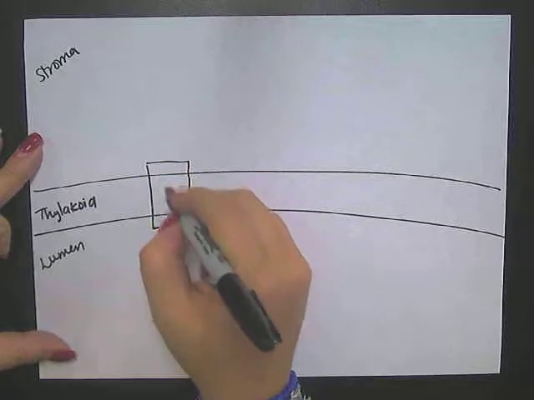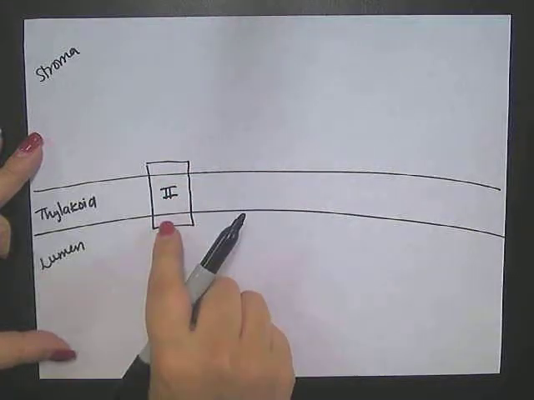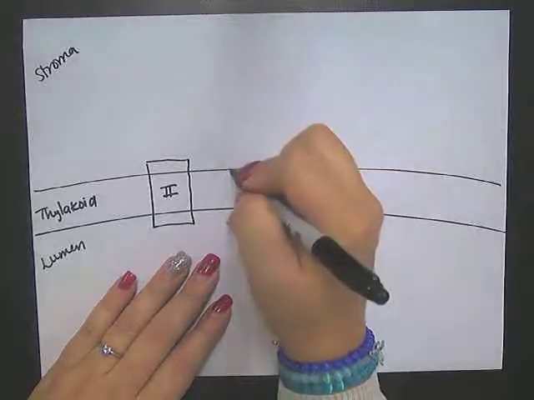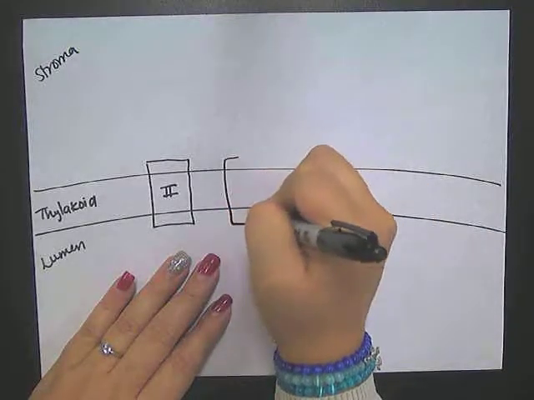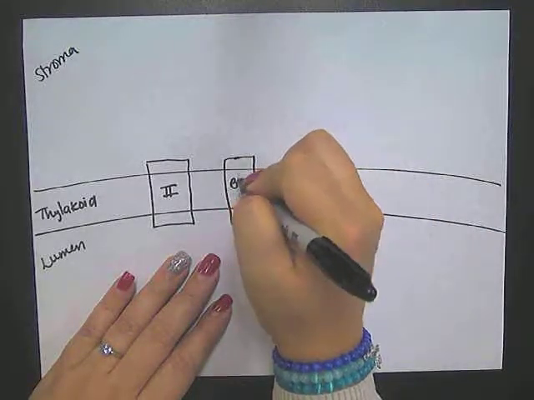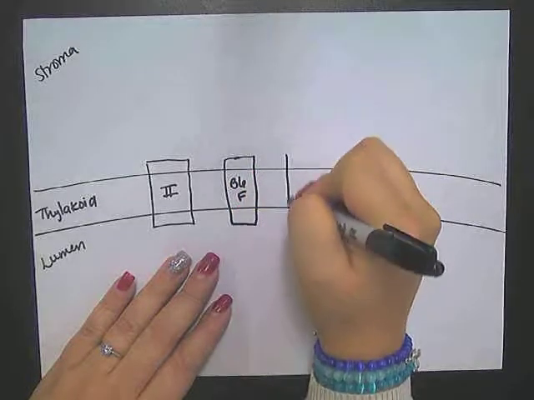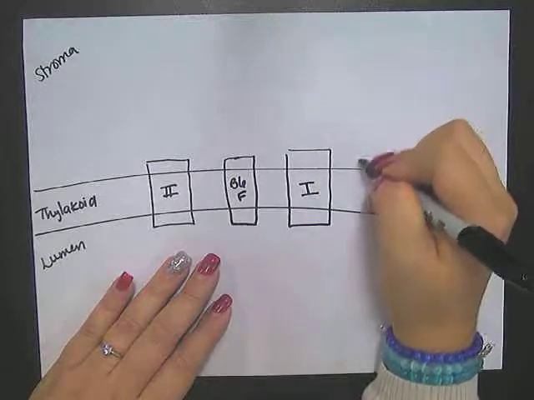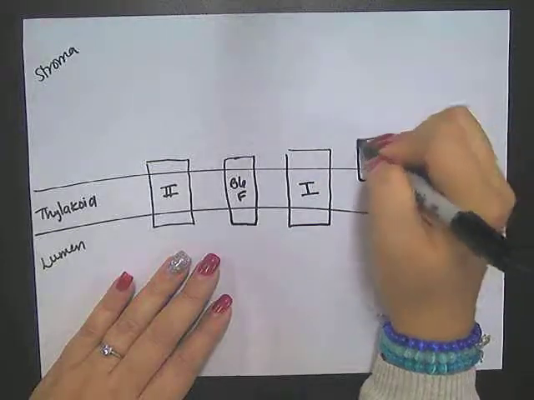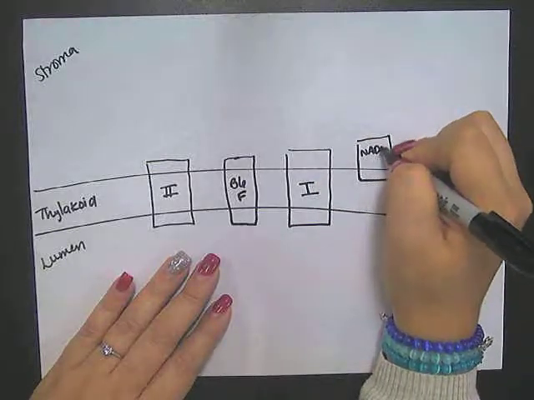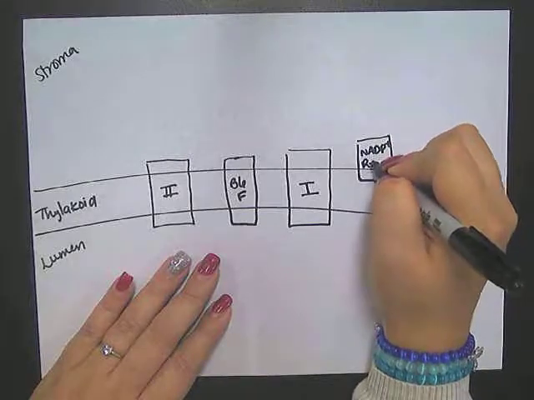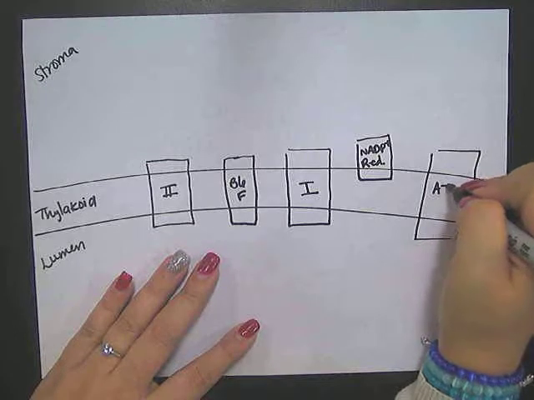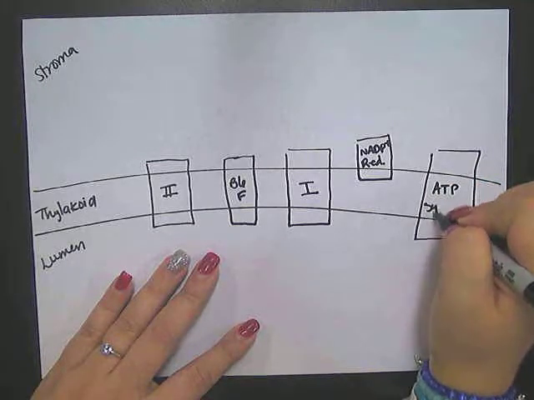I'm drawing your photosystems, so this is going to be photosystem 2, which is the first photosystem in our light-dependent reactions. Your B6F, photosystem 1, your NADP plus reductase, and then your ATP synthase.